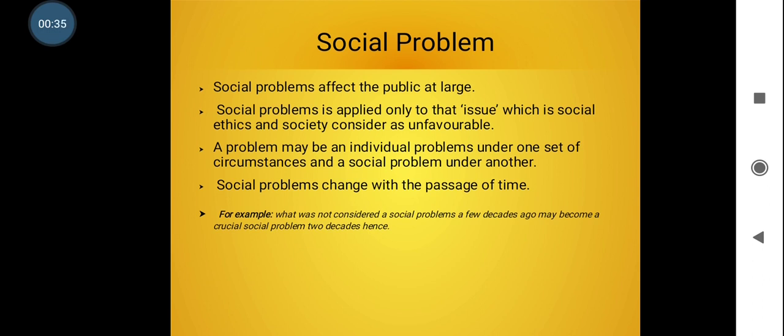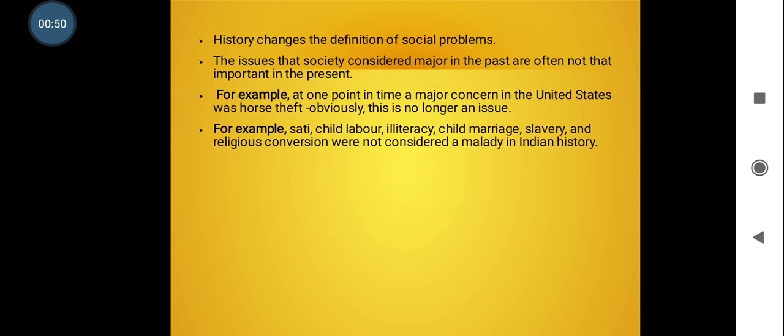Social problems change with the passage of time. For example, what was not considered a social problem a few decades ago may become a crucial social problem two decades later. Hence, history changes the definition of social problems. The issues that society considered major in the past are often not that important in the present.